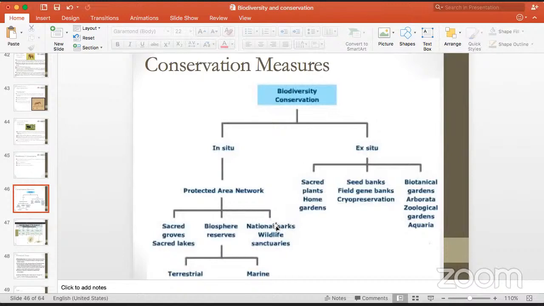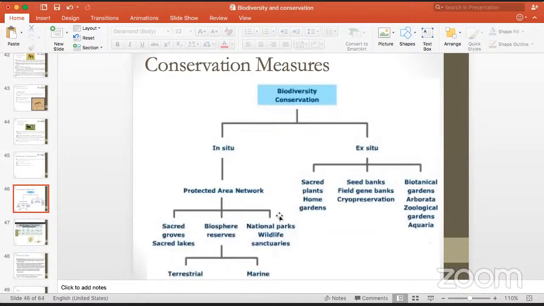A national park, from the name itself, it is national, which means that it is actually declared by the center. So you have forest officials, you have the Indian Forest Service, IFS. The Indian Forest Service officials are in charge of the management of these national parks. They are declared by the central government.